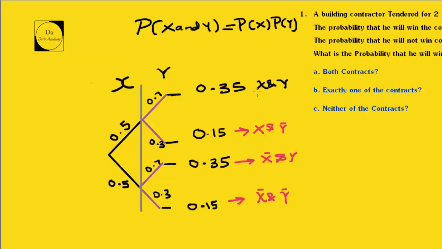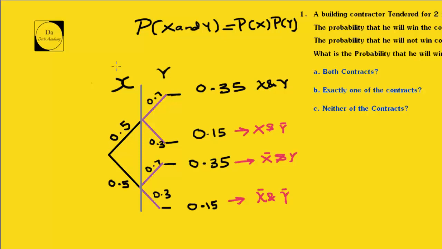So now we had two events, event X and event Y, and they were independent events, which means they don't depend on each other. What does that mean? It means that if X happens, it doesn't affect the chances of Y occurring, and vice versa.